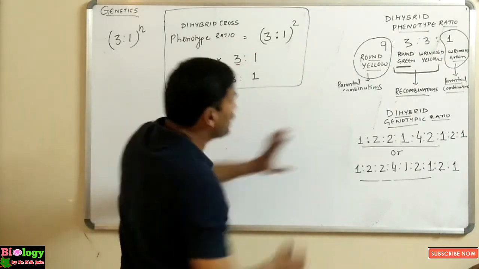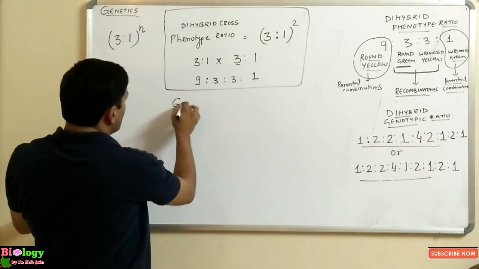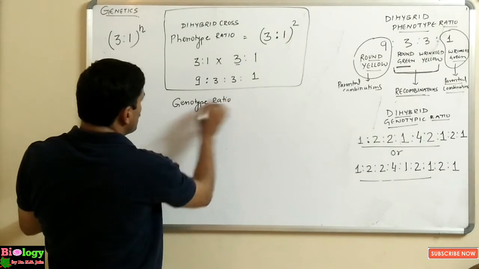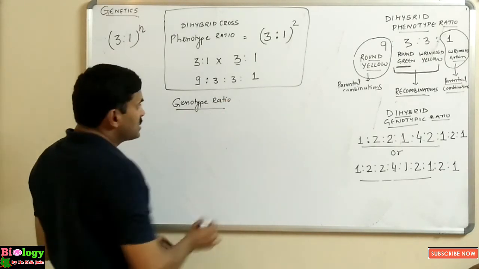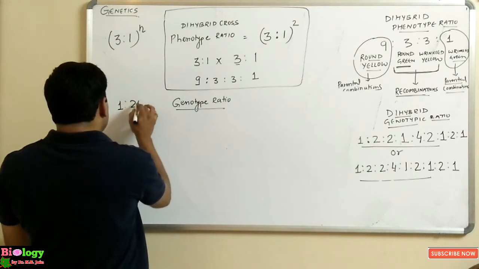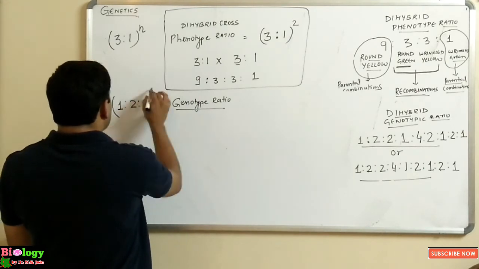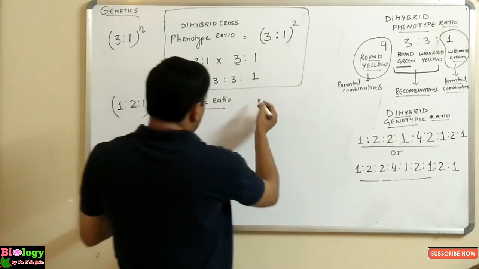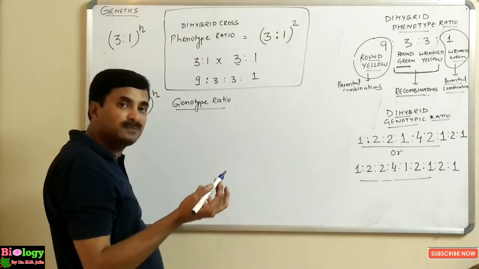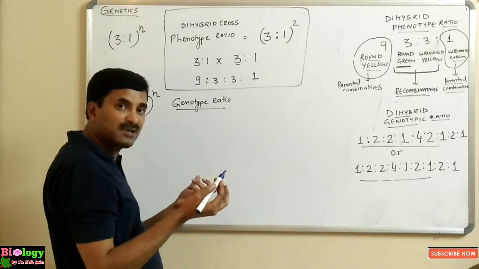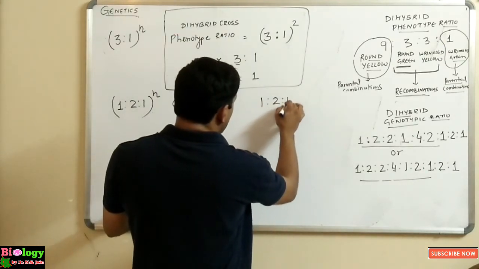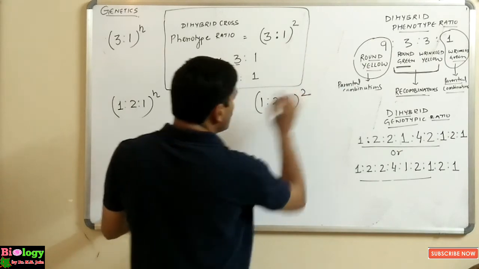And the genotypic ratio can also be calculated. How will we calculate the genotypic ratio? This time we will use the formula 1:2:1 to the power of n. Now, as we are talking about the dihybrid cross, we are studying the inheritance of two pairs of contrasting traits, or we are studying two characters. So what we will do is take 1:2:1 and put the power 2.